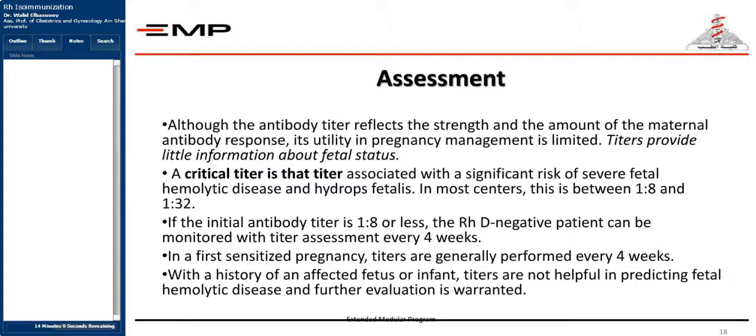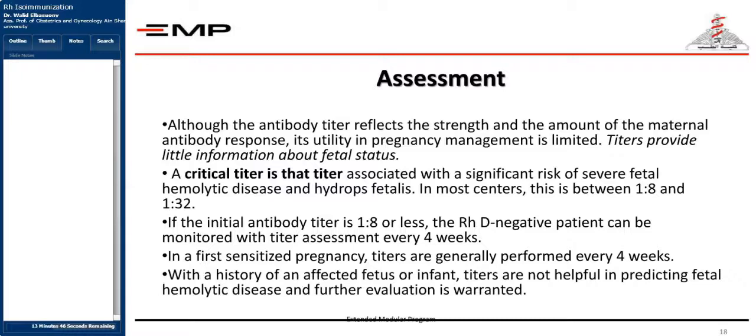Titers provide little information about the fetal status. A critical titer is that titer associated with the significant risk of severe fetal hemolytic disease and hydrops fetalis. In most centers, this is between 1 to 8 and 1 to 32. If the initial antibody titer is 1 to 8 or less, the RHD negative patient can be monitored with titer assessment every 4 weeks.